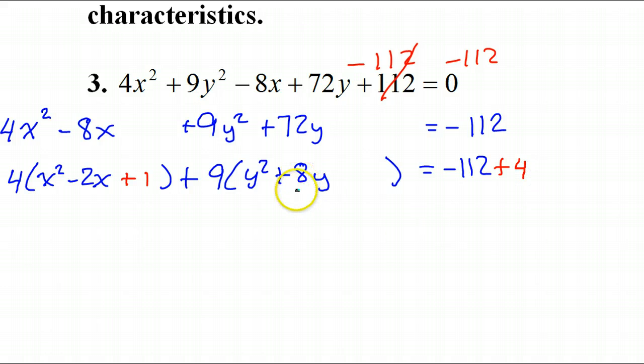Similarly, half of 8 is 4. 4 squared is 16. But I'm not going to put a 16 over here. I've got to do 9 times 16. I don't know that off the top of my head. 9 times 16, that's 144. So I'm going to put plus 144 over here because of 9 times 16.